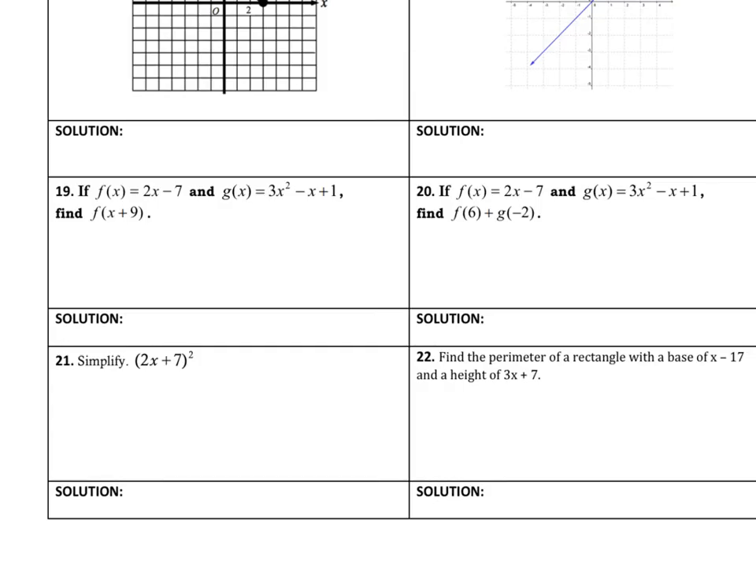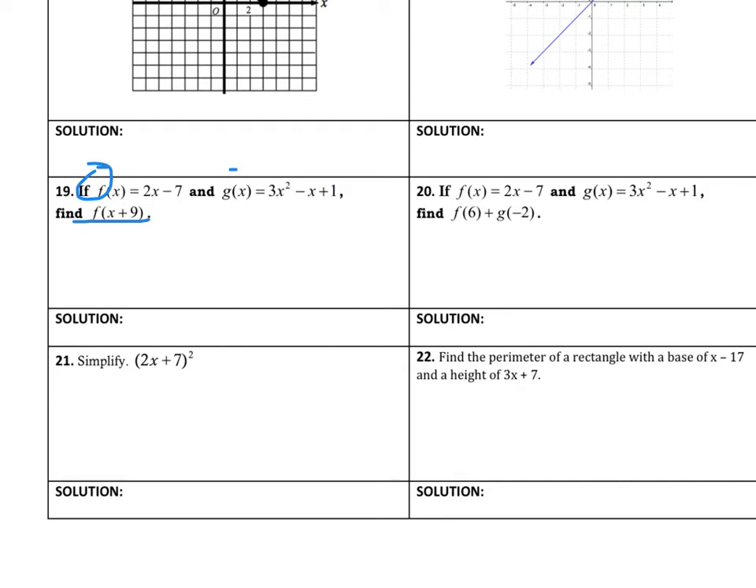19 is another function notation question. Notice that I am given, one of my problems has an f in it and the other one has a g in it. So that's important to recognize. And it tells me to find f of x plus 9. So I'm going to find the one with the f in it, which is this one. And I'm going to replace my x with x plus 9.